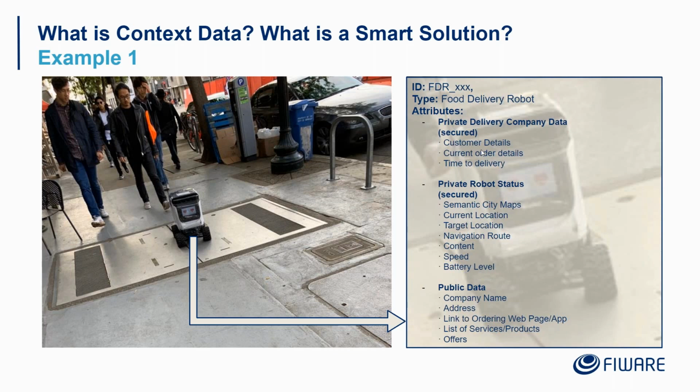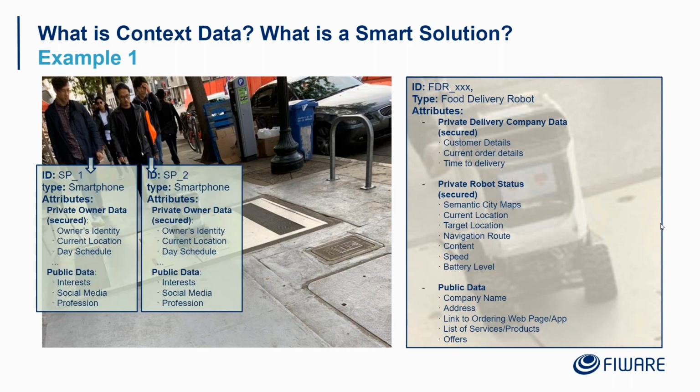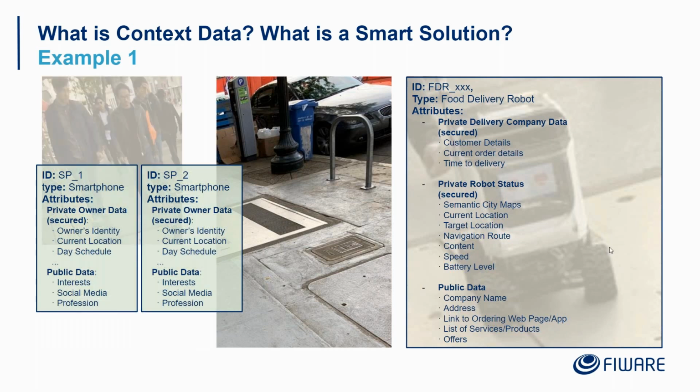Maybe the robot has some customer details, some info about the city, its current location, etc. It can share the company name, the address of the company, or offer some links to the ordering web page, whatever. We can also see in this picture people that usually carry their smartphones, and maybe what we are doing is digitalizing them, just as what information or what context data these machines are providing.